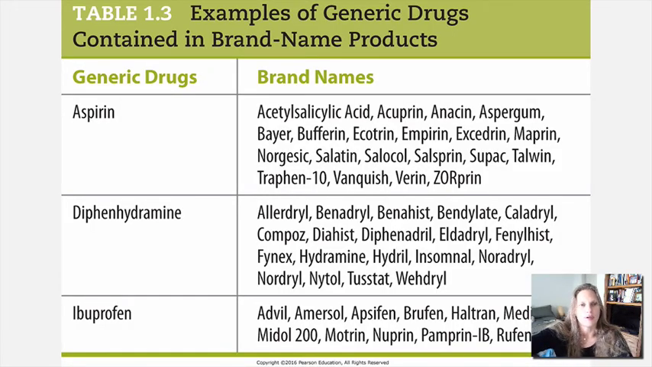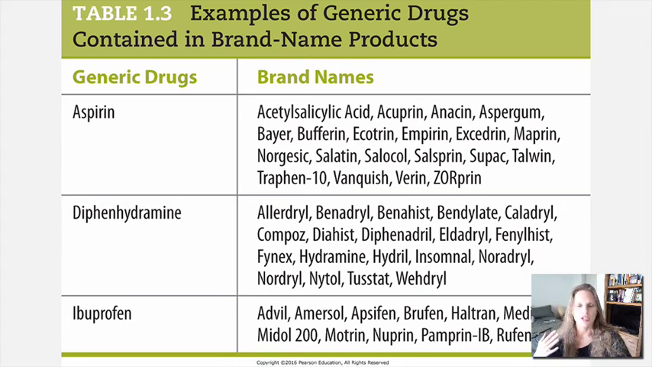Okay, so here's a couple examples, and you can kind of see why this is reasonable. So we have 3 generic drugs: aspirin, diphenhydramine, and ibuprofen. These are all over-the-counter agents, although sometimes they are also found in prescription products as well. But let's just look at aspirin, for example. So we have aspirin as the generic drug, that's the generic name. And then you can see all kinds of different names for aspirin, right? These are all different brands of aspirin, but they're all aspirin, right?